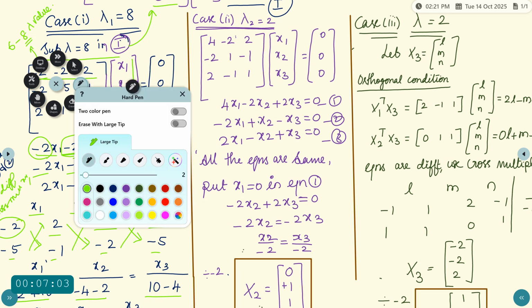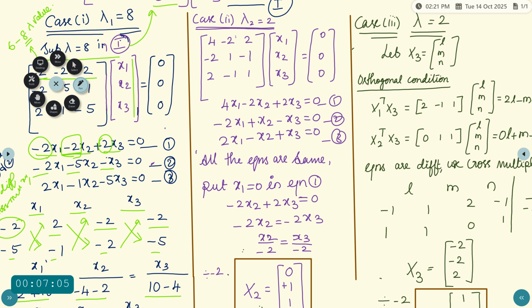Next, case 2. What is case 2? Case 2 value, lambda having 2. So, substituting the lambda, only the diagonal elements will change and all the other elements are the same. Next, the same method, form the equation. 3 equations are formed. Here, see, the equations are the same. All 3 equations are the same.